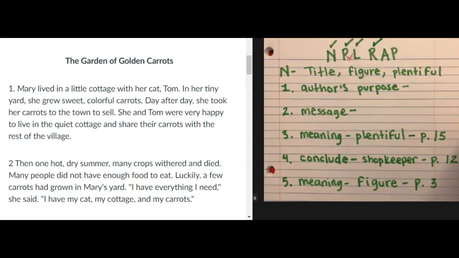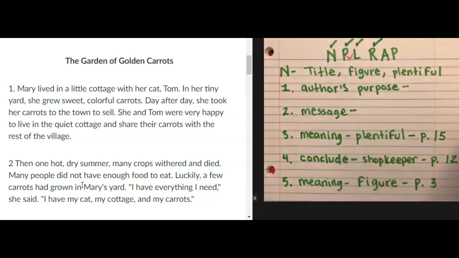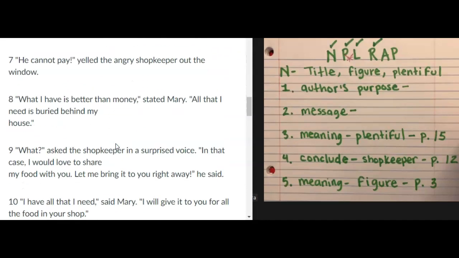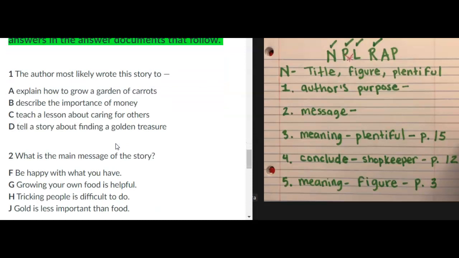Now let's go on to answer my questions and prove my answers. Because not only do I want to choose the best answer, I want to prove why that's the best answer. So the letter P is very important because you really do have to prove why that was the best answer. So I have finished reading my story. I'm going to go back into question number 1.